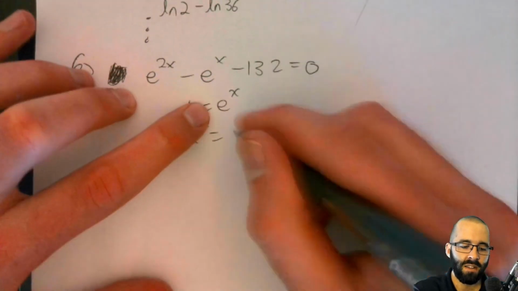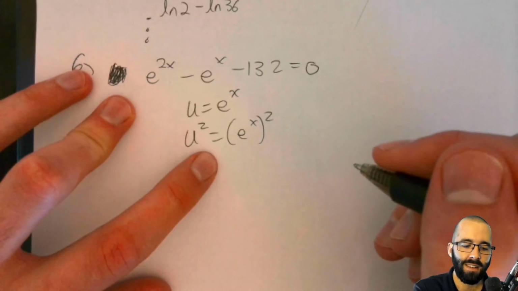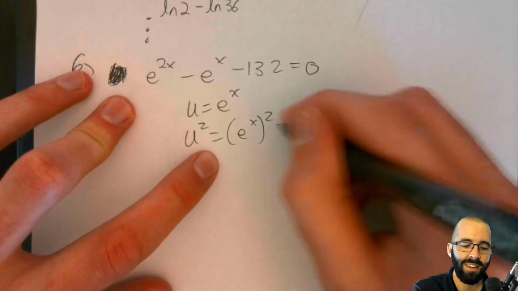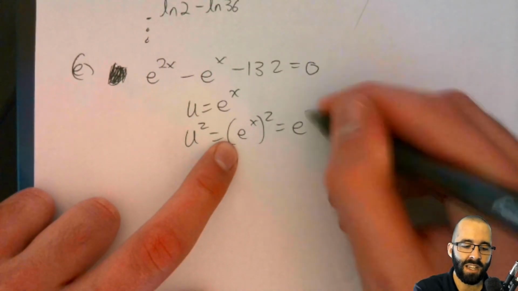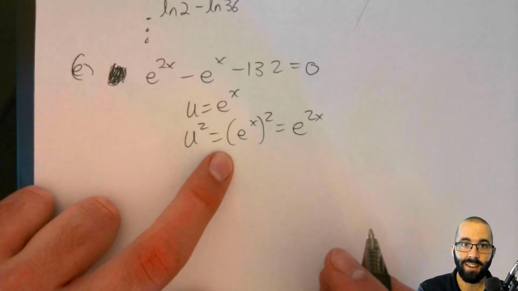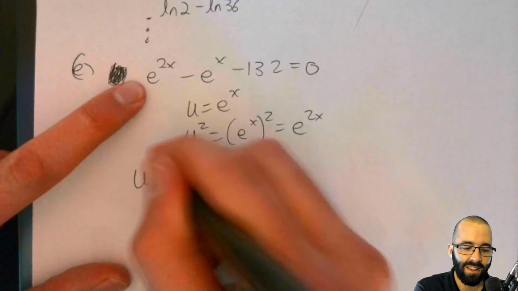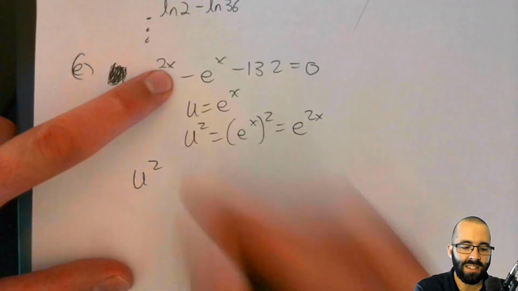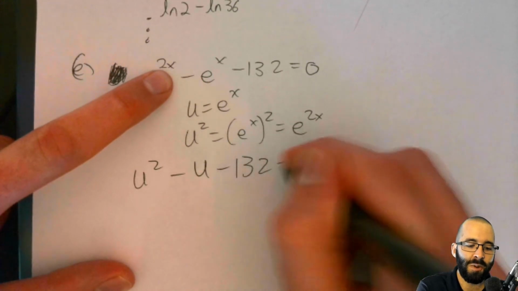U squared is e to the x squared, right? And now we have an exponential raised to an exponent. You multiply those exponents together, you're going to get e to the 2x. So notice e to the 2x, that's our u squared. Minus e to the x, which we said was u. Minus 132 is equal to 0.